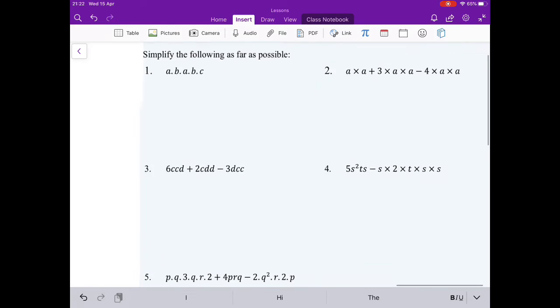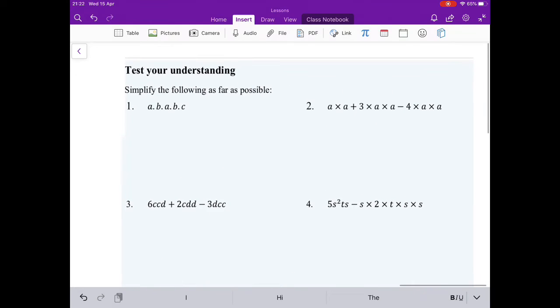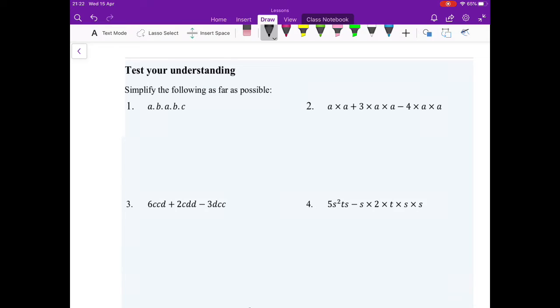Right, let's have a look at the test your understanding. Right, the king of algebra is circle your terms. So we're going to circle terms. You always do that first, no matter what you are doing.